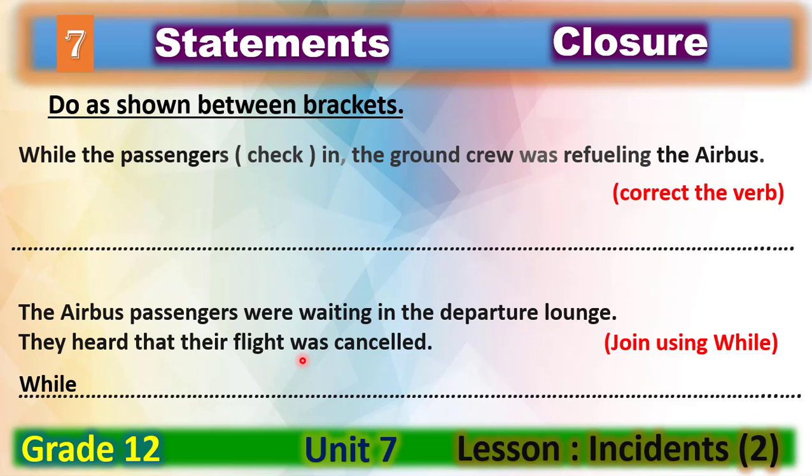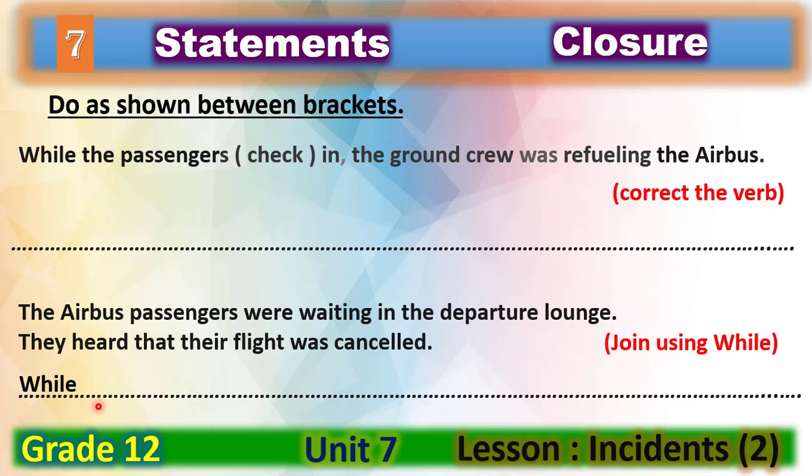Now, this is an important section. Do as shown between brackets. Look at the two sentences here and try to answer them in your notebook. When you finish, please play the video again to check your answer. While the passengers check in, the ground crew was refueling the Airbus. You have to correct the verb between brackets here. In the second sentence, you have to join the two sentences using while, and I wrote while here at the beginning of the sentence. Take your time. You can start now.